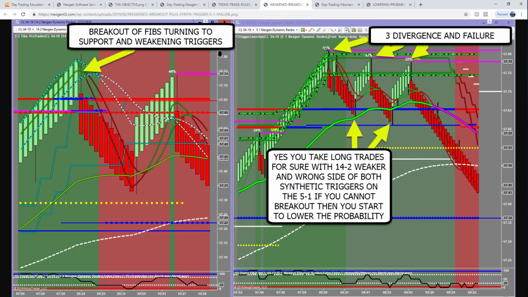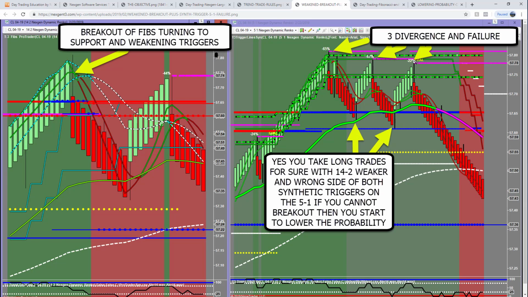When you have triple divergences on the wrong side of your triggers, you're going to stop doing trend trades on the smaller chart. We're not going to look at that rule today, but today's lesson is going to give you the ability to recognize that rule without even looking at the rule. So I have a real good plan for this.